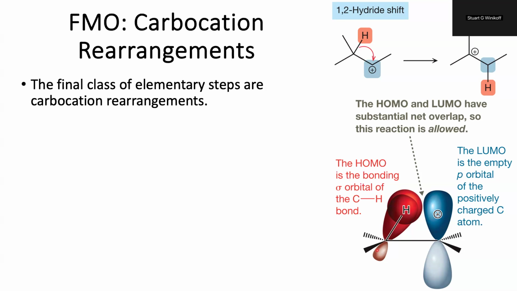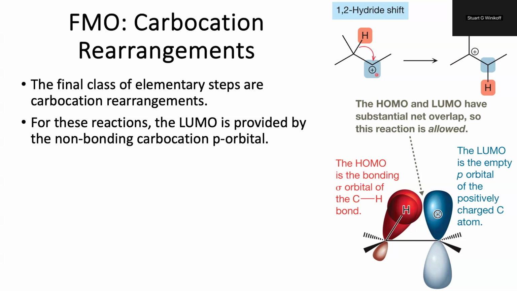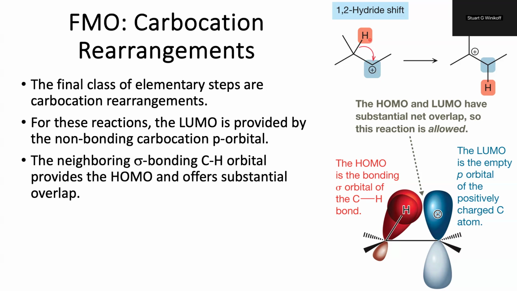So in these cases, it's actually a little bit more simple, as I have a carbocation, which not surprisingly is going to be my lowest unoccupied molecular orbital. So it's going to be providing a non-bonding p orbital, same thing as I saw in nucleophilic addition and in my elimination reactions. But in this case, that highest occupied molecular orbital is actually going to come from a sigma bonding orbital, either from a sigma bonding to a C. In this case, for a hydride shift, it's going to come from a sigma bonding CH orbital.